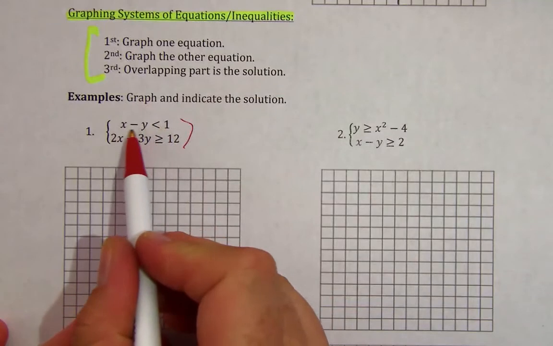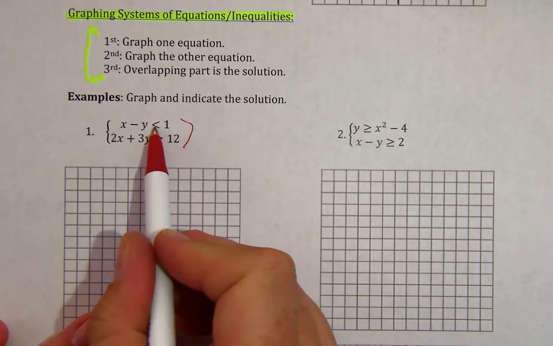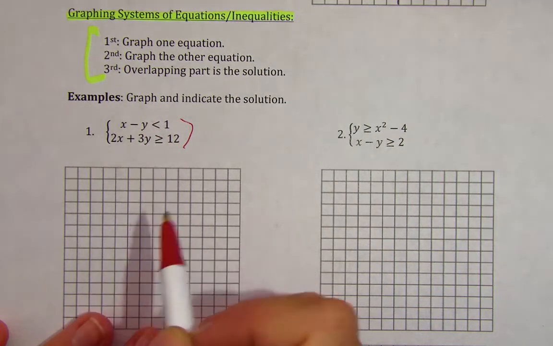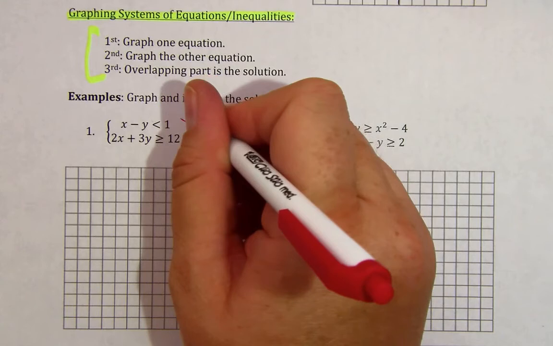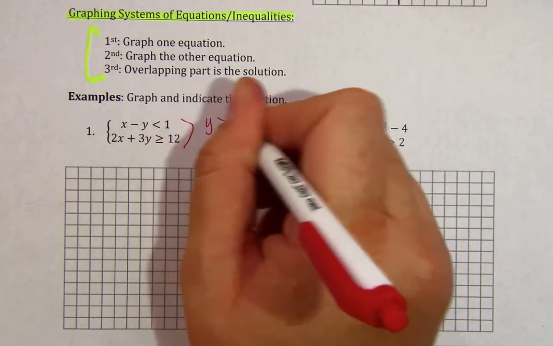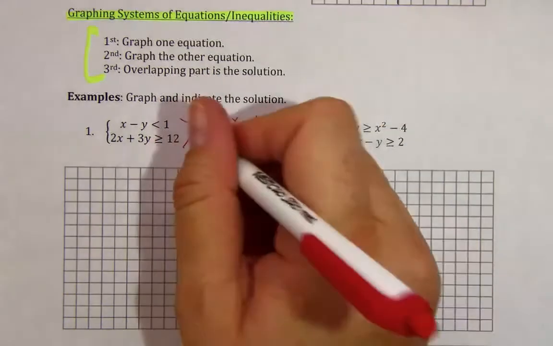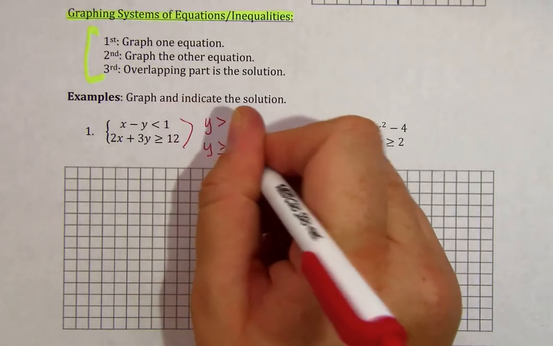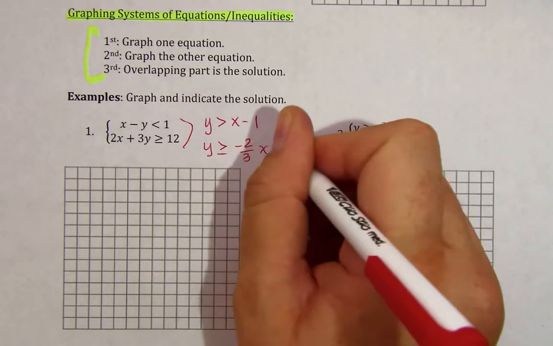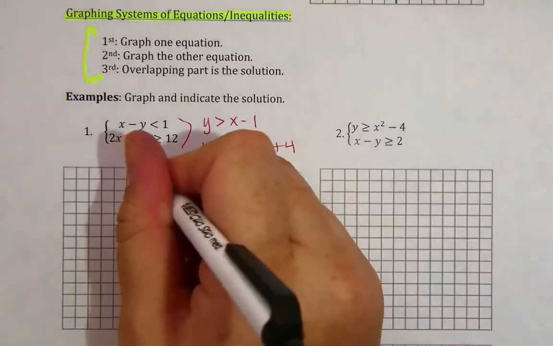This first equation here, if I subtract x over and divide by -1, remember when you divide an inequality, it is facing the other way. And we have an equation of y is greater than x minus 1. And then for the other one, we would have y is greater than or equal to negative 2/3 x plus 4. And now I can graph both of those.